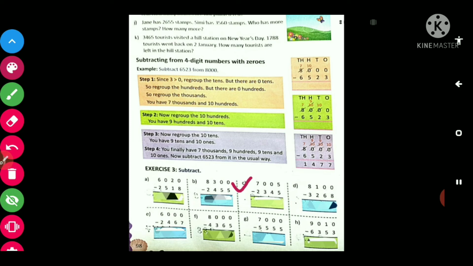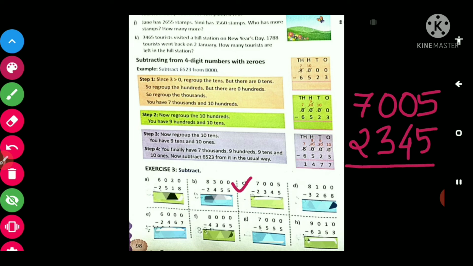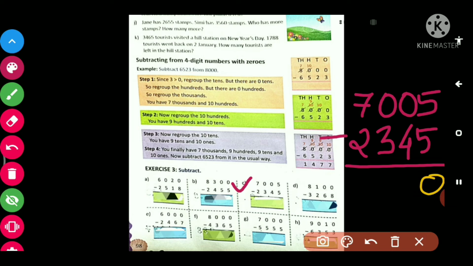7005 is there, and you have to subtract it from, wait, 2345. So now see the ones place value, 5 and 5 is there, so same number if you subtract we will get 0. Now the next number is what, 0, and the number that is placed below 0, it is 4. Now 0 is less than 4, so we have to regroup this one. So this 0 will ask a number from this number.